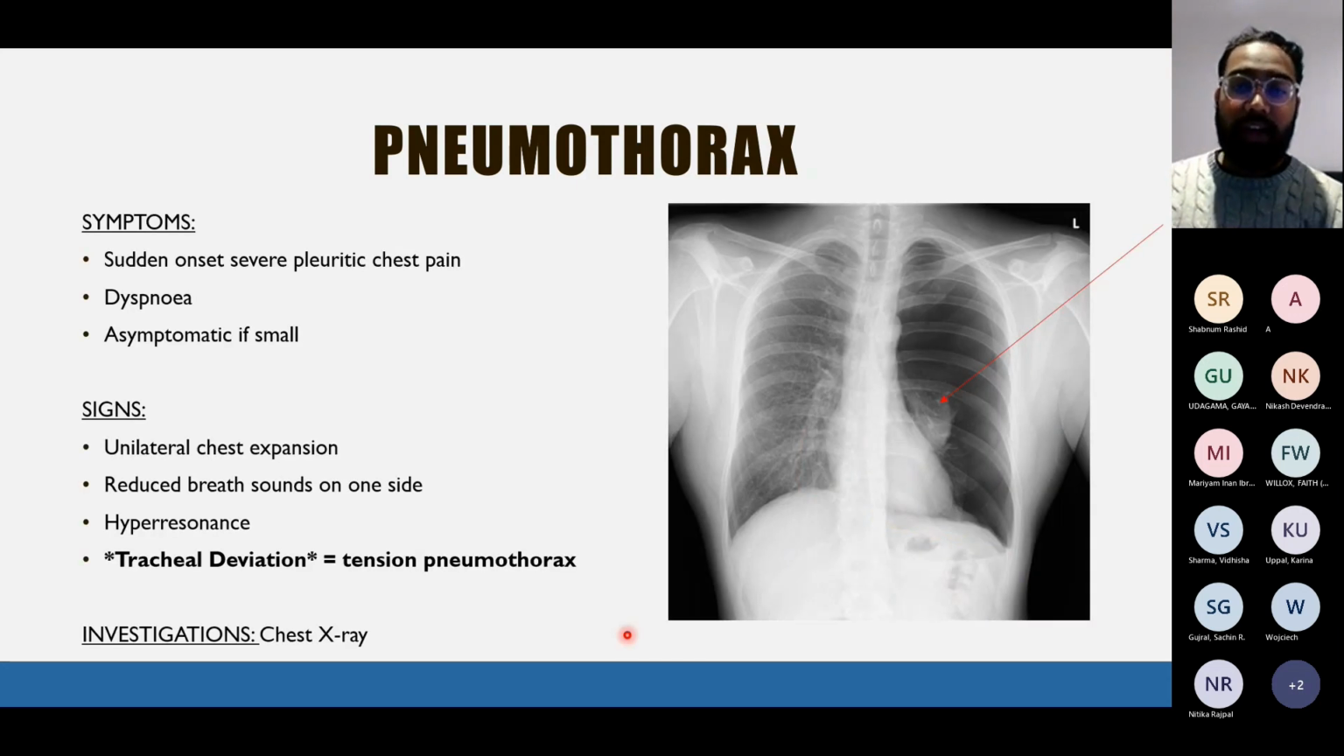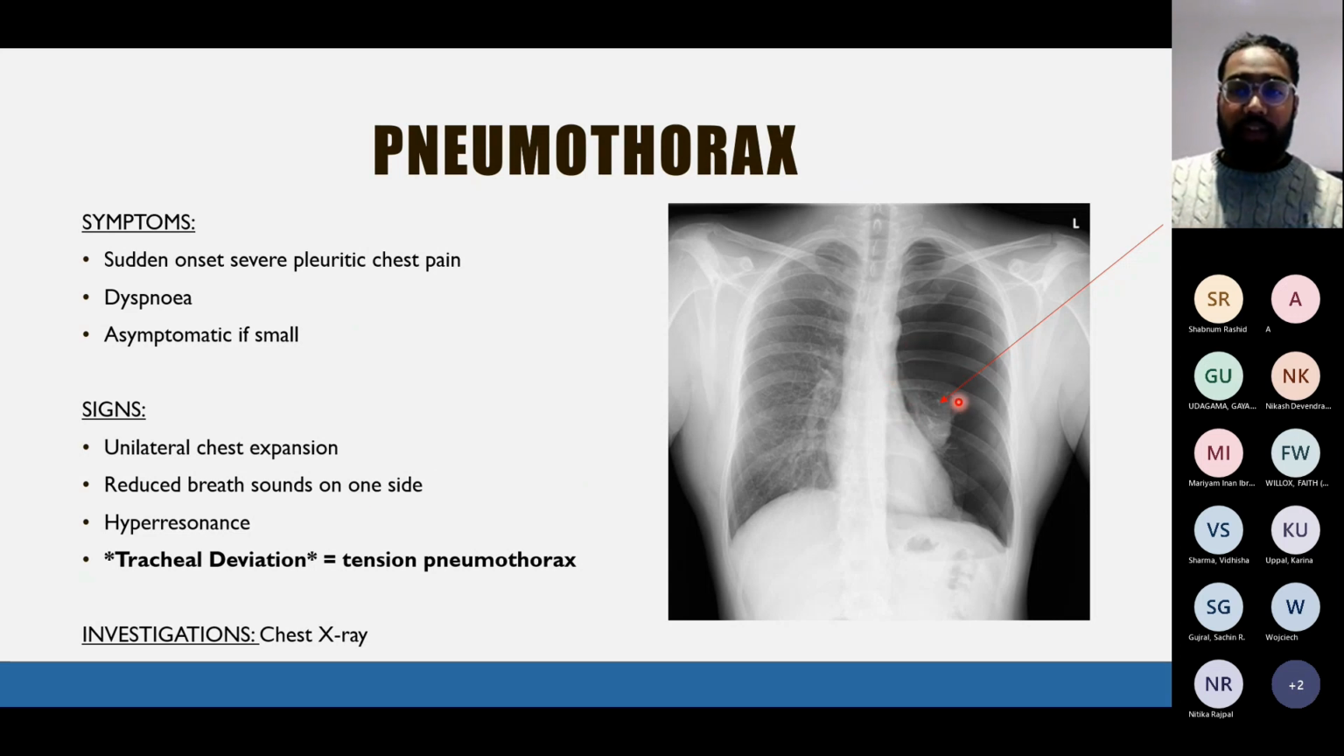And because a lung has collapsed, our patient is now breathless. Obviously, they're breathless because they only have the capacity of one lung. And you've irritated this whole pleural membrane, so you get sudden onset severe pleuritic chest pain. Pleuritic chest pain being worse when you breathe in and out. If it's a really small pneumothorax, like 1 centimeter or 1.5 centimeters, the patient might not even have any symptoms. But for the more severe ones, which are induced by things like trauma, they're probably going to be symptomatic.